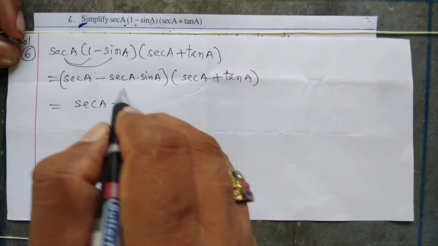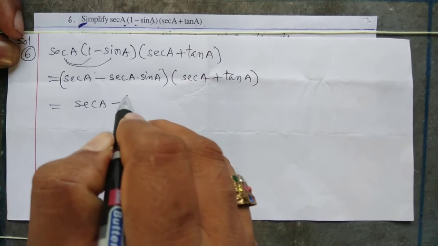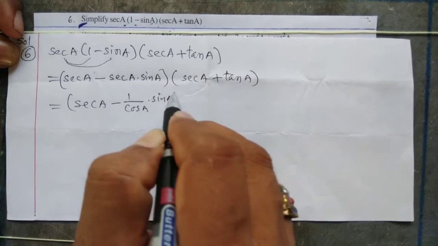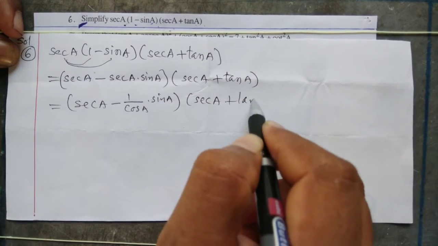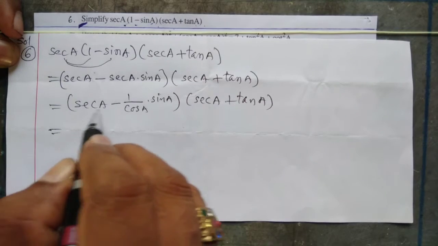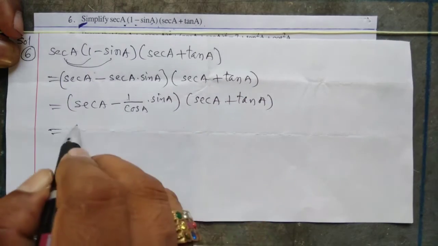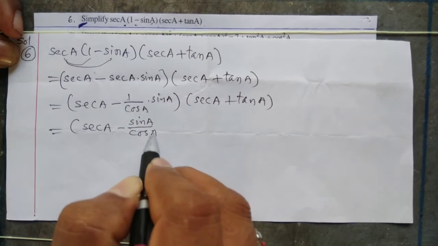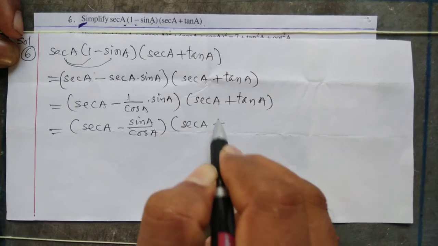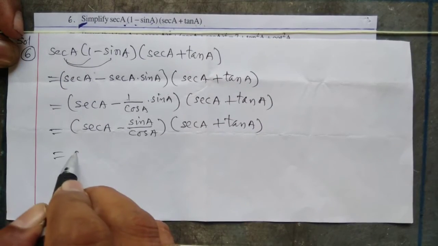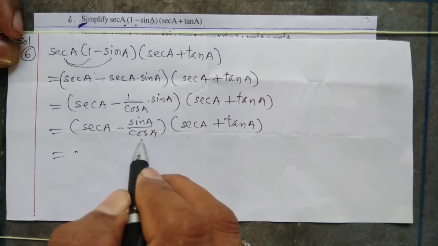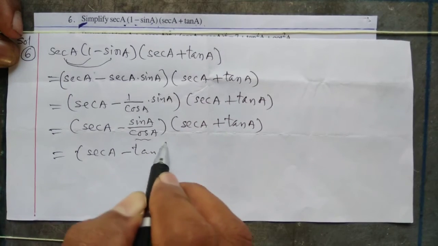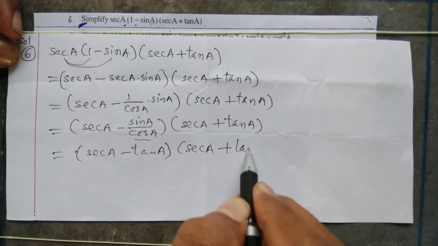Sec is the reciprocal of cos, that's why we can write 1 by cos A into sin A. Sec A plus tan A, that is equal to 1 into sin A. This will change in this: sec A minus sin A by cos A into sec A plus tan A. Now sin A by cos A is equal to tan A. Sec A minus tan A into sec A plus tan A.